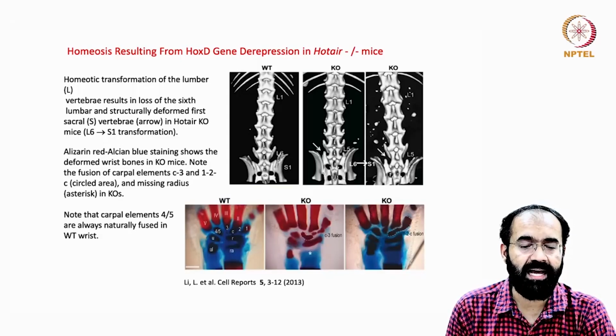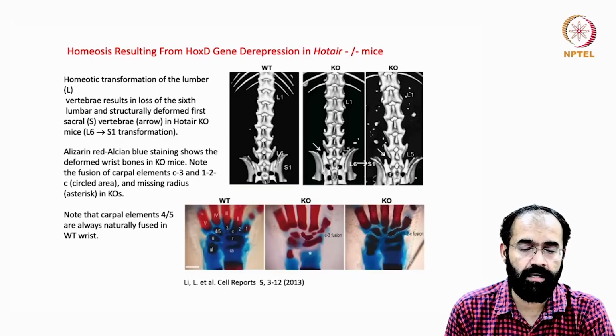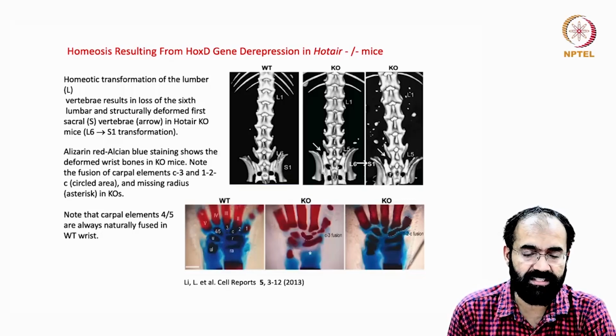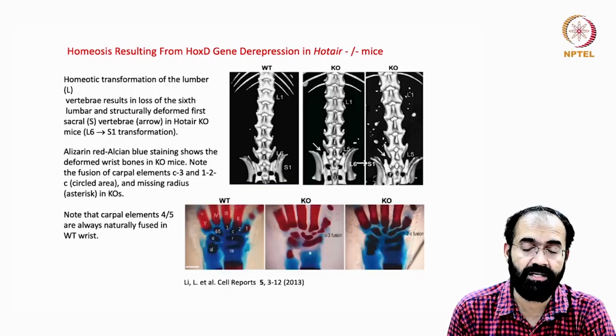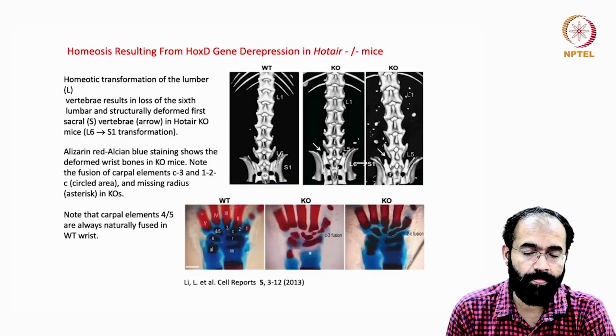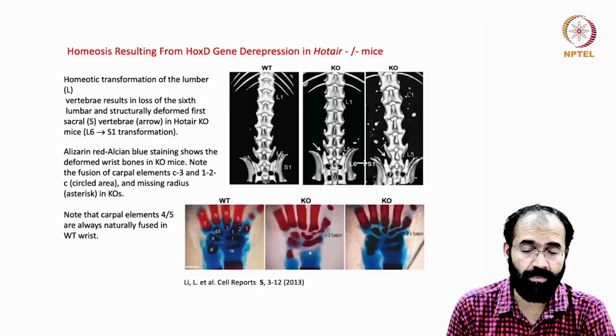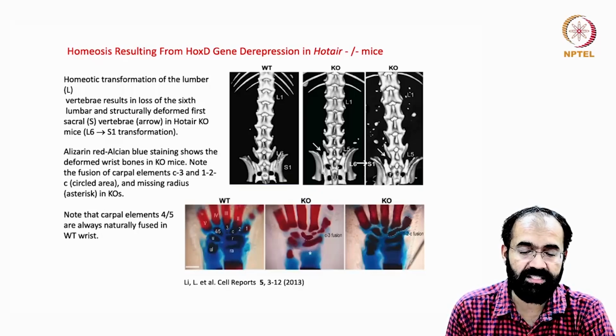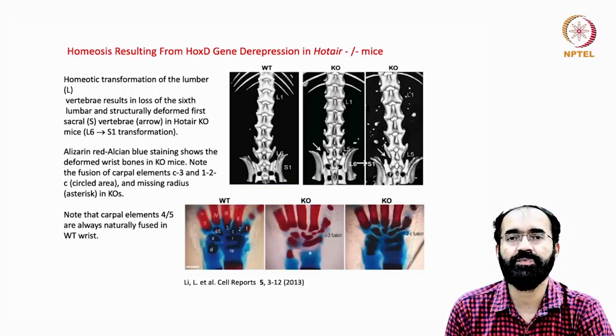If you stain with alizarin red and Alcian blue staining, it shows the deformed wrist bones in the knockout mice. Like you can see here, individual digits have been given numbers, 1, 2, 3, 4, 5, the 5th digit you have. You can see them. This is the wild type. Normally the carpal and metacarpal bones are supposed to be separate, but now you are seeing the fusion, and many a time these fusions are random.